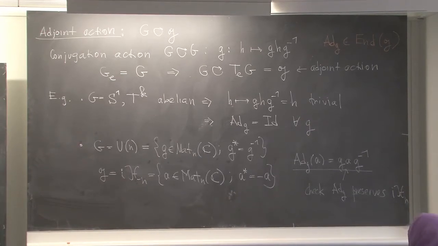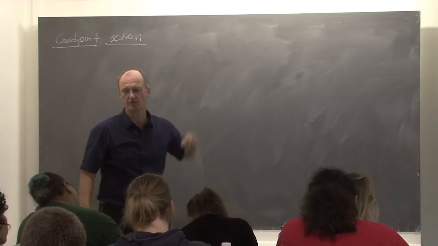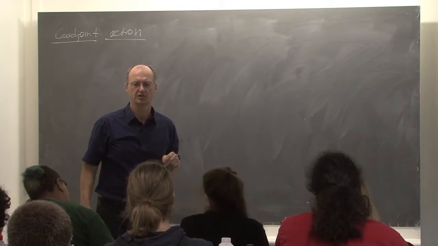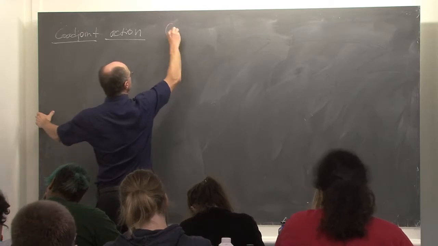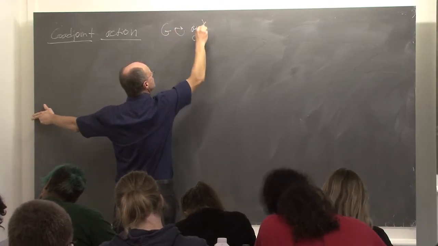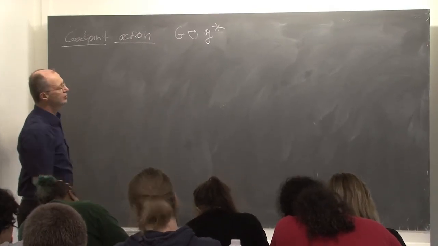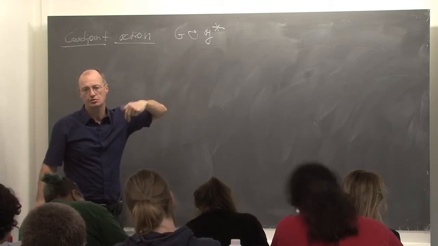Well, so the last thing. Coadjoint action. So adjoint action, I hope probably many of you heard about it. Coadjoint action, I don't know, maybe some of you heard about it, some of you maybe not. So that's the action of G on the dual of its Lie algebra. So it's defined in the following way. Once we have an action on the vector space, we automatically get an action on the dual.